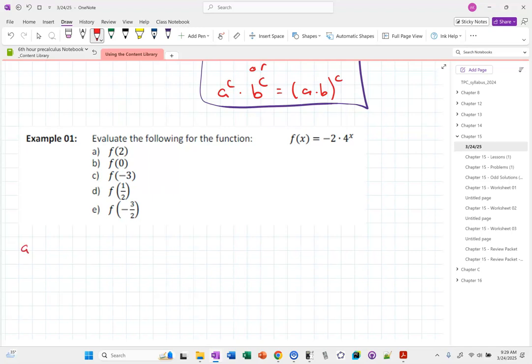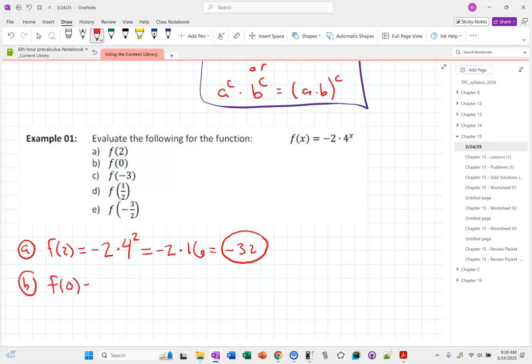So we're evaluating the function f of x equals negative 2 times 4 to the x. So if I'm doing f of 2, I'm just plugging 2 in for x. And now, according to order of operations, what operation happens first? The exponent. Very good. So 4 squared is 16. And then negative 2 times 16 is negative 32. Feel good there? No big deal.